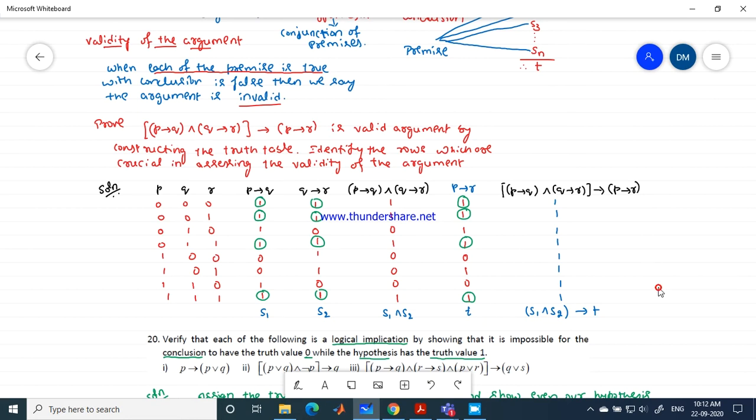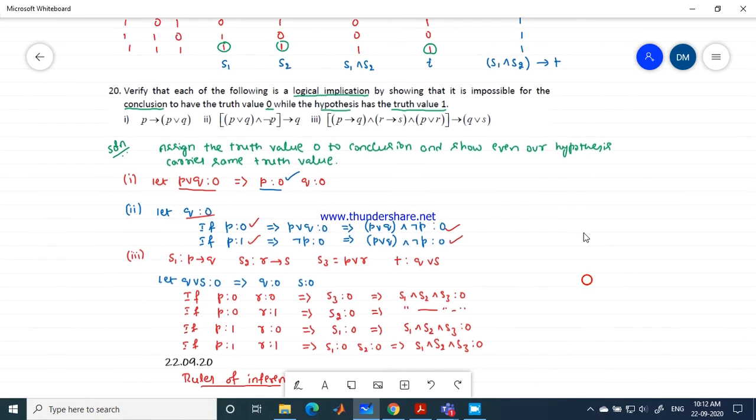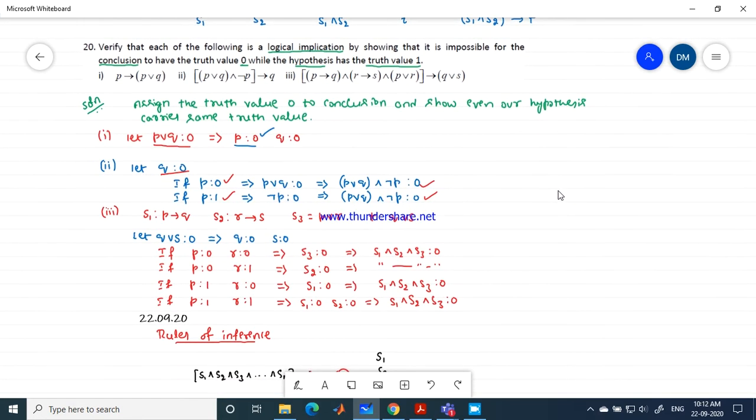And next we discussed the validity in another way. That is, instead of going from hypothesis to conclusion, we are moving from conclusion to hypothesis.